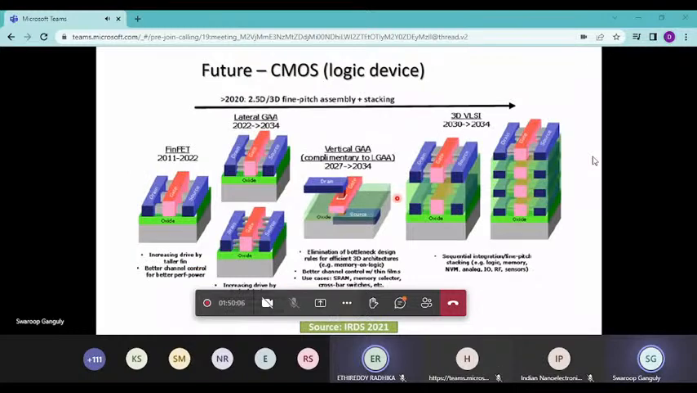But let's move on and try to look at the future. So this is what the FinFET looks like, 2011 to 2022. And what we are looking at beyond that is to break up this fin and have nanosheets or nanowires horizontally, and maybe later on even vertically.